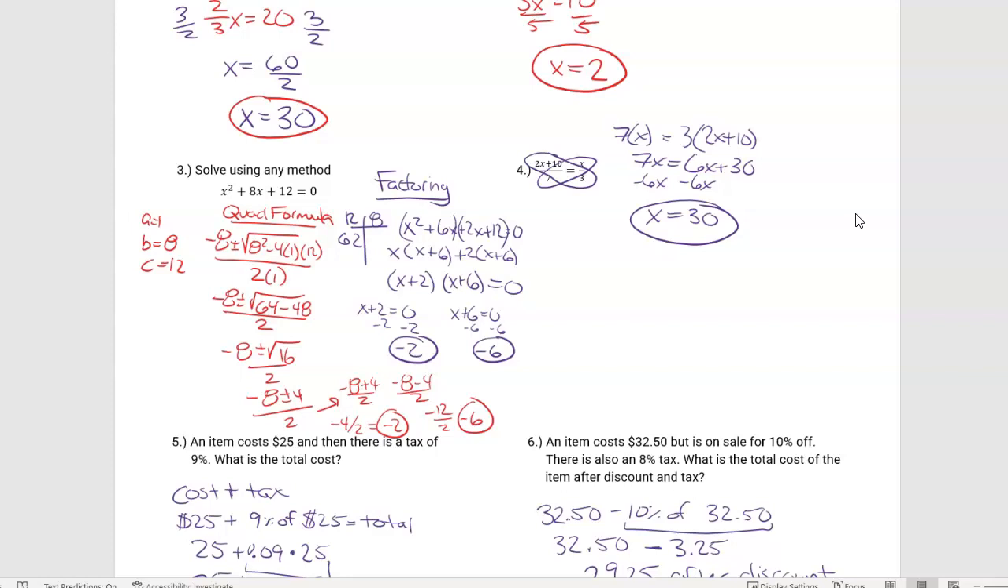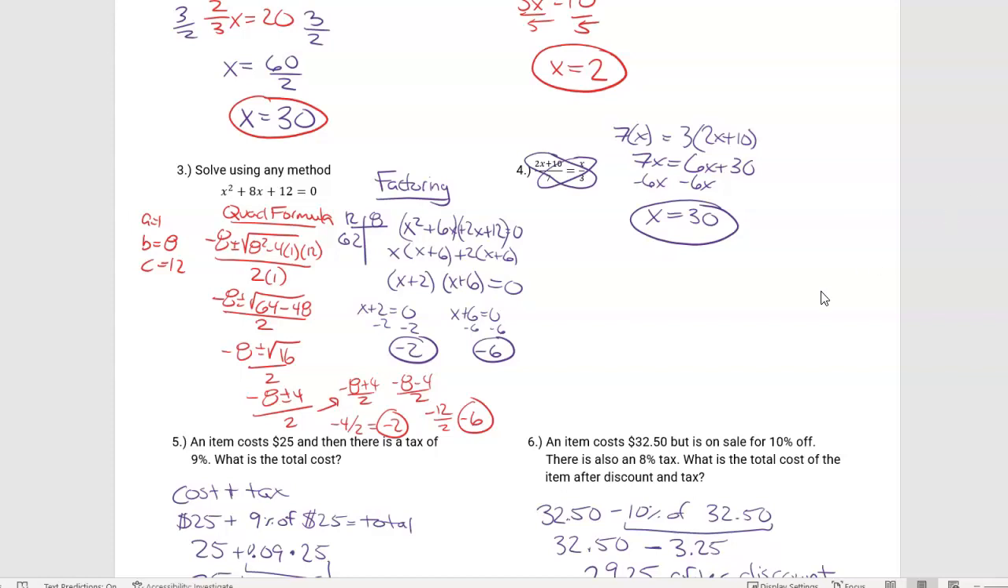Now on number 3, this is a quadratic, and this one ends up having two different numbers that would be solutions, or two different values of x that would make this equation true. I didn't know if you were solving by quad formula or by factoring, so I did both. Either way, you end up getting -2 and -6. If you substituted either of those in, it would make the equation true.